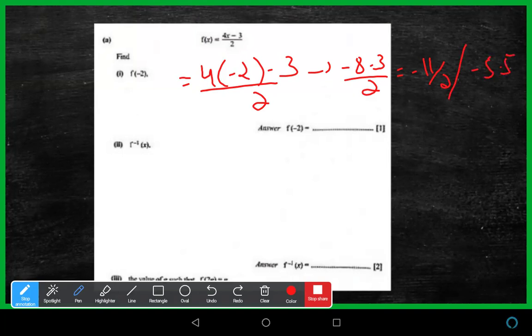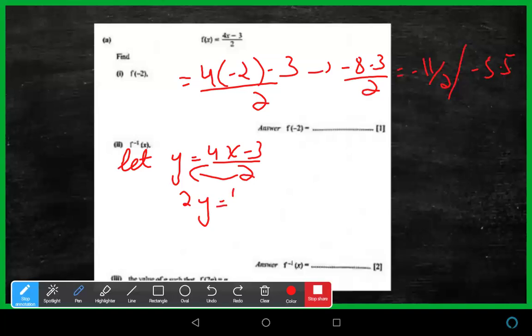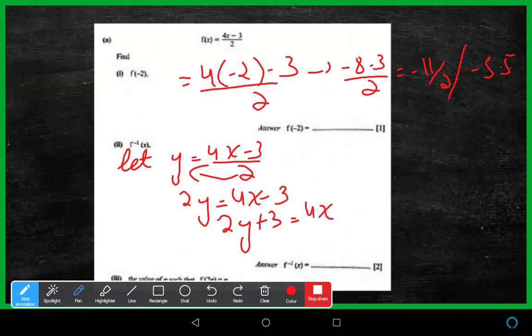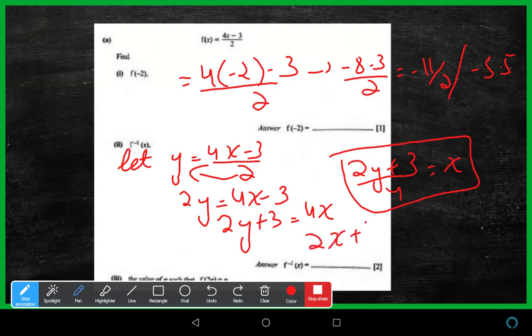Now the inverse. Let y is equal to (4x minus 3)/2. 2 will go to this side. It will become 2y equals 4x minus 3. 3 will go to the left side, it will be positive, and 4 will be divided. So it will become (2y plus 3)/4 is equal to x. You have to write this as the final answer. You will get 3 marks.